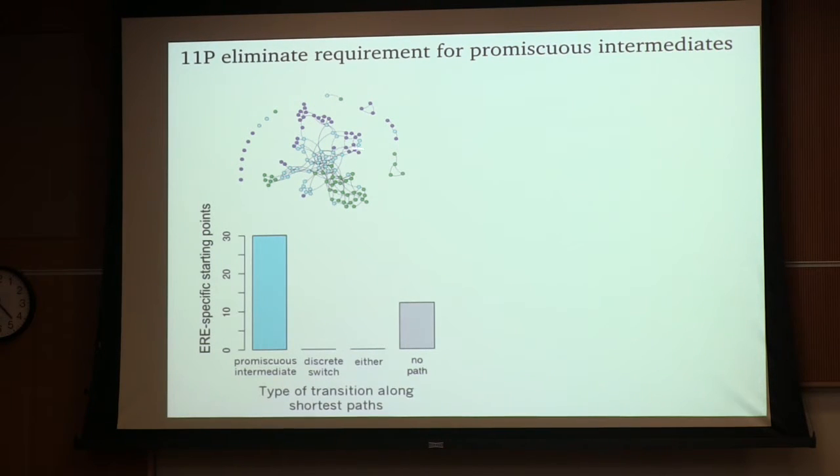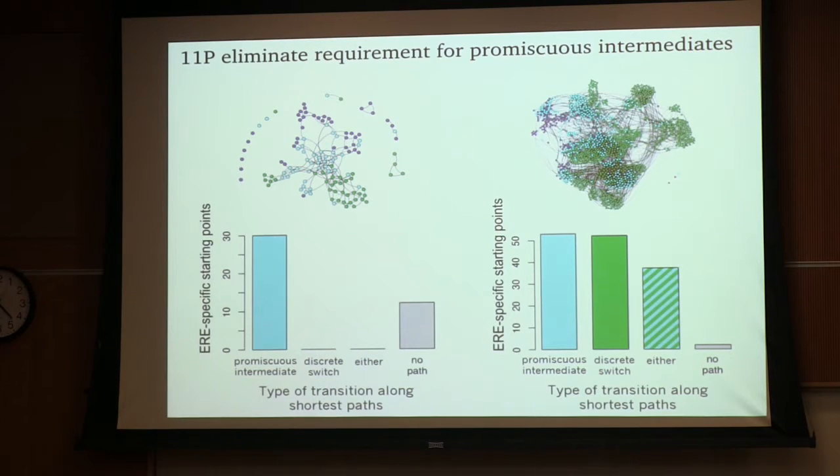In the ancestral background without the permissives, every pathway from an ERE to an SRE involves a promiscuous intermediate. There's no way to get straight from purple to green without going through blue. Introduce the permissives. We now no longer need promiscuous intermediates. Now, only about half of the pathways involve a promiscuous intermediate. An equal number involve a discrete switch from purple straight to green. And then there are quite a few ERE-specific starting points that have equally short paths, one of which goes through a promiscuous intermediate, others that are discrete. So the evolutionary pathways, because of the permissive mutations, no longer have to go through intermediates with these different promiscuous functions.